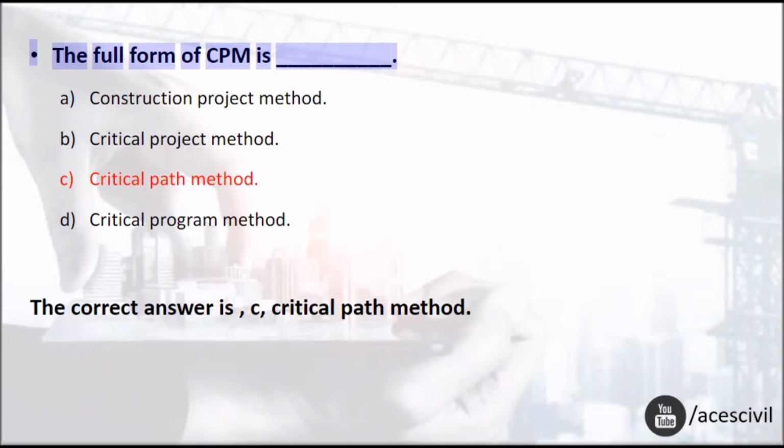The full form of CPM is A. Construction project method. B. Critical project method. C. Critical path method. D. Critical program method. The correct answer is C. Critical path method.